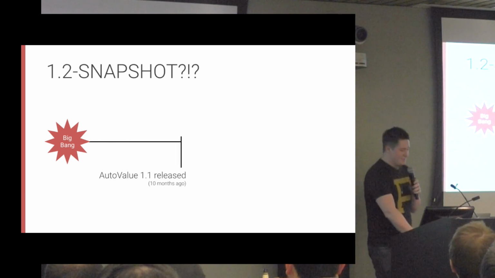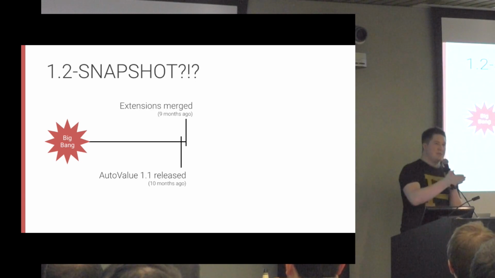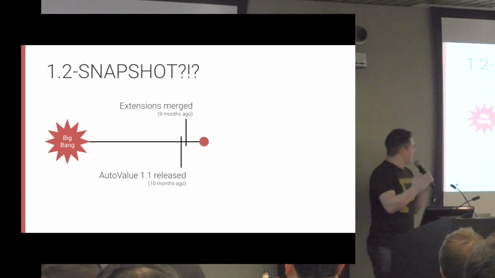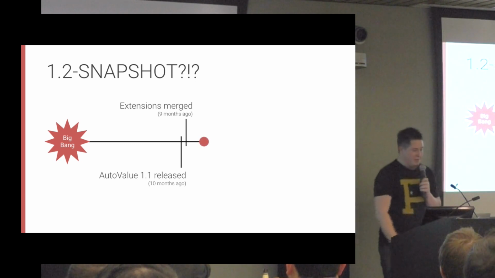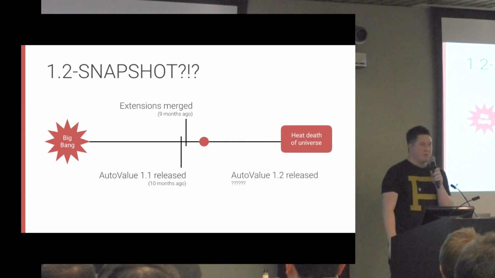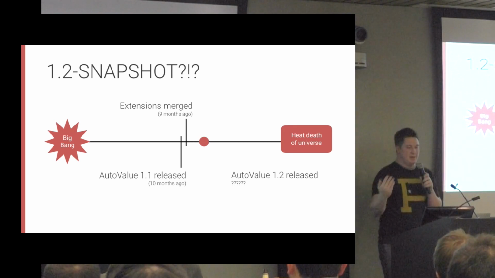That's the current release. And then right after that, about a couple weeks, the extensions API was merged. And so that's been about 9 months. And so jump forward about 9 months to today, and hopefully sometime between now and the heat death of the universe, we will have AutoValue 1.2. They keep saying it's coming.